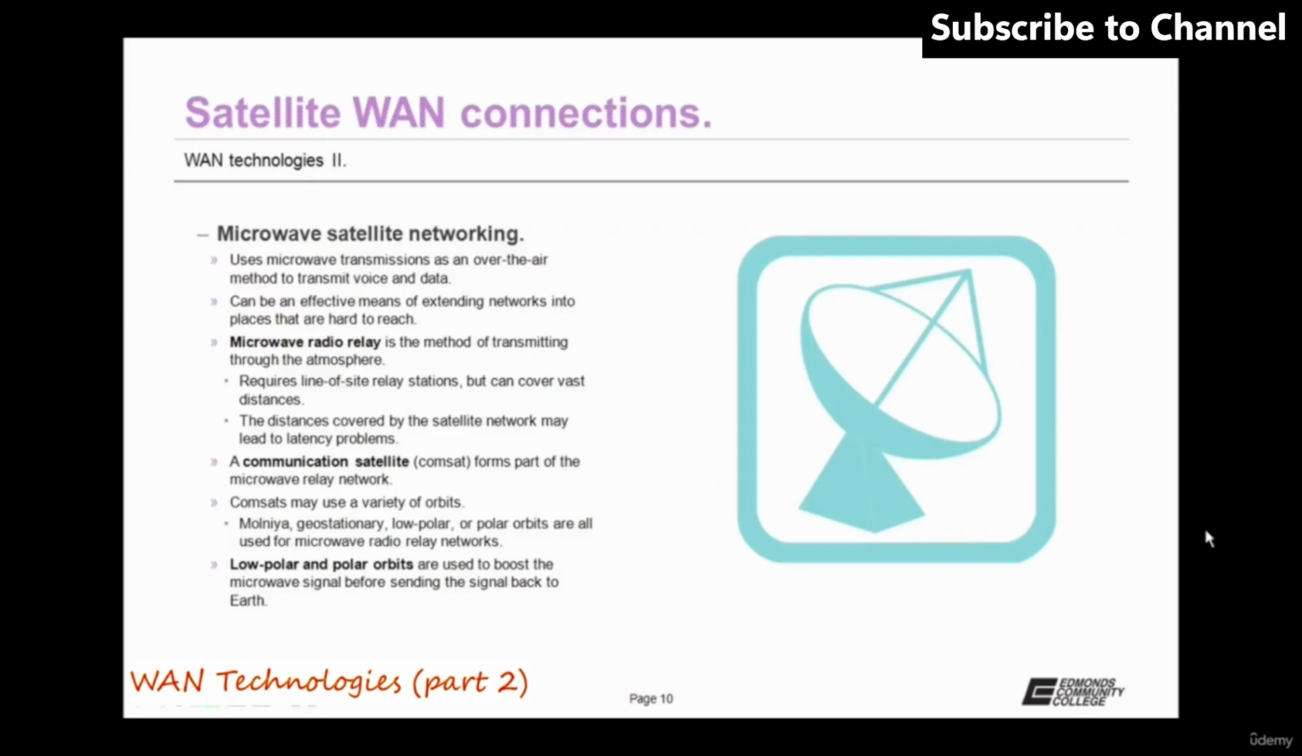I just talked about the communication satellite. They're also known as ComSats. These do form part of the microwave relay network. ComSats can use a variety of orbits, including the molniya, geostationary, low polar, or polar orbits. The low polar and polar orbits are used to boost microwave signals before sending the signal back to Earth.